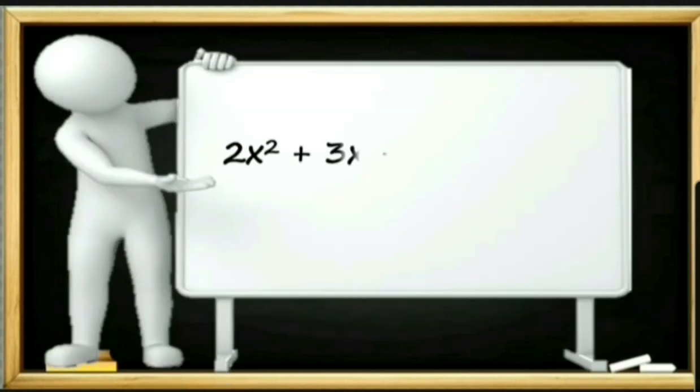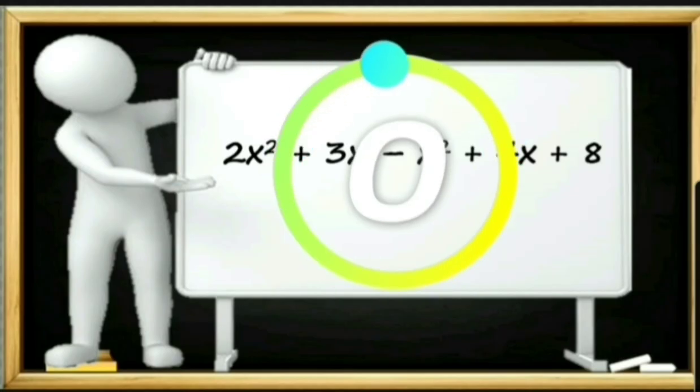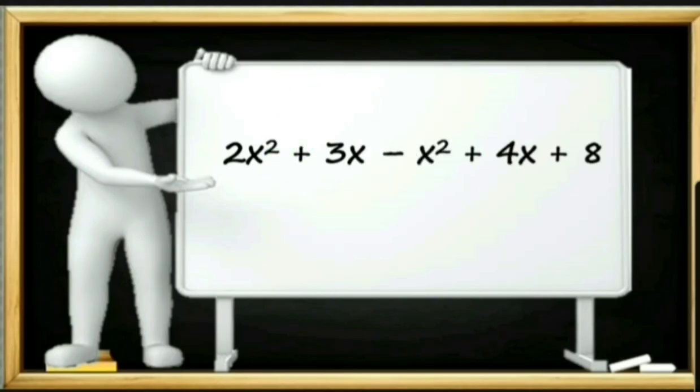Now it's your turn. Try to solve the expression from the beginning challenge. 2x squared plus 3x minus x squared plus 4x plus 8. Pause the video if you want to try it first. Ready? Let's check. First, combine the x squared terms. 2x squared minus x squared equals x squared. Next, combine the x terms. 3x plus 4x equals 7x. Finally, the constant is 8, which stays as it is. So, the final answer is x squared plus 7x plus 8.